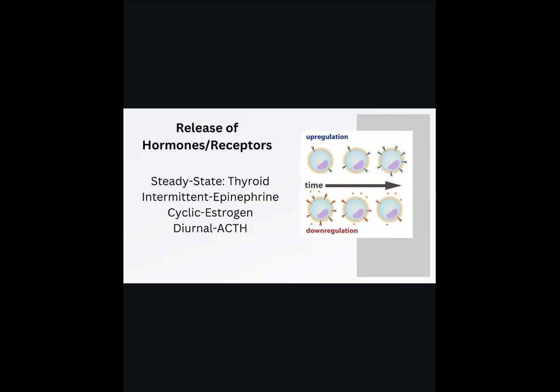Cyclic is estrogen, this is the woman's cycle. I'm not gonna get into that, but I hope that makes sense. And then diurnal, so this is kind of like a change in the day. ACTH is going to release more cortisol in the morning than at night. Not 100% sure why, but it does that.